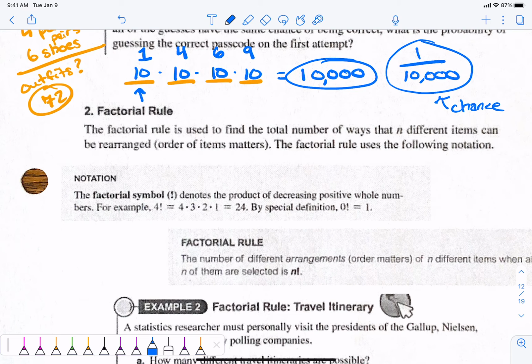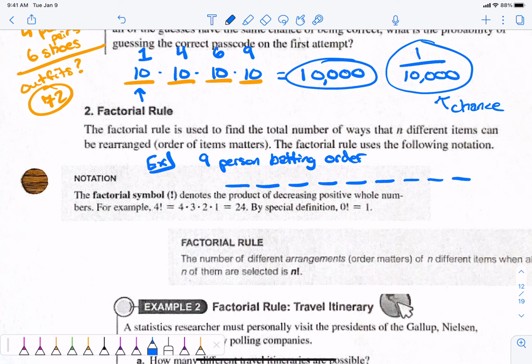All right, factorial rule. Here's another one that's under the fundamental counting principle, but it's a little bit different. Factorial rule is used to find the total number of ways different items can be arranged. So here's my example. Let's say, how many people are in a batting order? 9-person batting order, okay? And I have those 9 people, and I'm choosing all 9 of them to be in the batting order. So I have 1, 2, 3, 4, 5, 6, 7, 8, 9. And now I'm going to choose the order in which they go.